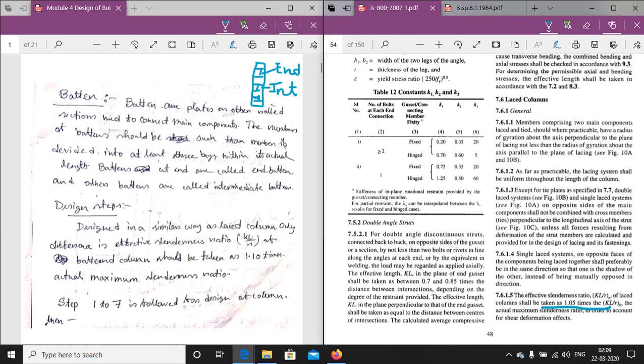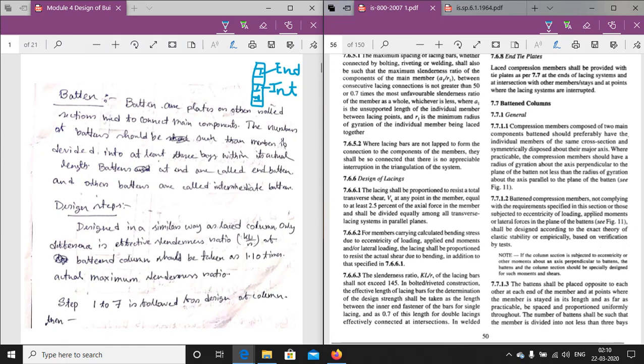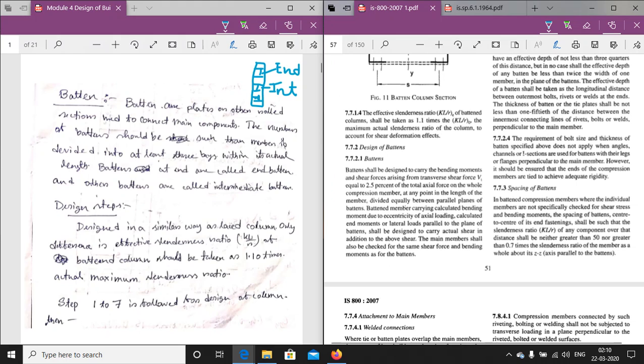The only difference in the Batten system is that the slenderness ratio is taken, as specified here, as 1.1 times the most unfavorable slenderness ratio. So the first difference is that the slenderness ratio is 1.1 times the most unfavorable slenderness ratio, that is the maximum slenderness ratio of the column. So this is the first step.